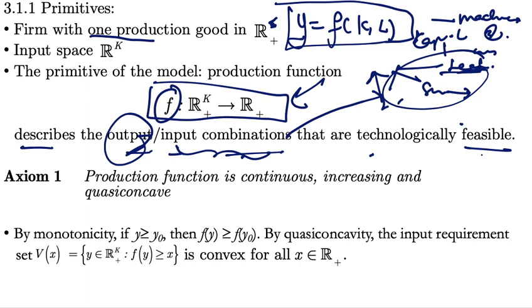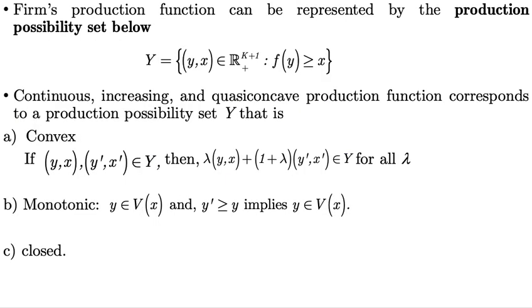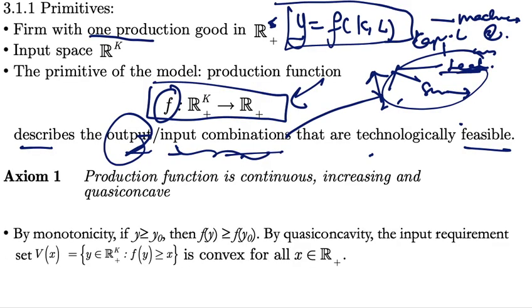All right. Anyway, now let's look at the property axiom 1 here. When we talk about production, like I said earlier, in subtopic 3.1 we say production set and technology. But like I said earlier, I go straight to the production function instead of the production set. So when we talk about the production function, we can look at its properties.